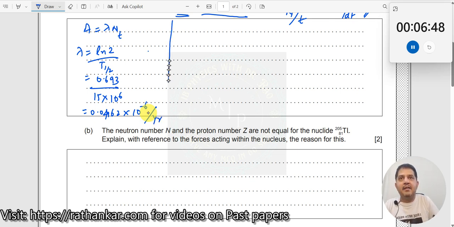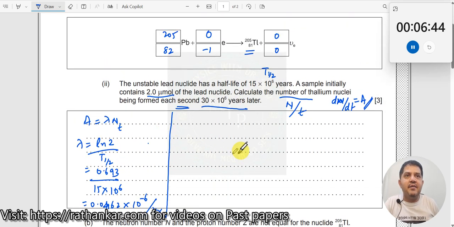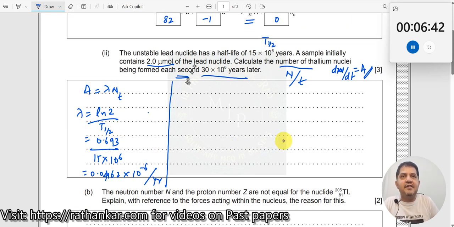Next, first part of it is done. Now I need to get the value of NT. How do I get the value of NT here? Now what is N0? We do not know what is the value of N0, right? It's only 2 micromoles given. Now 2 micromoles means how many number of nuclei is it? That's what we need to find.